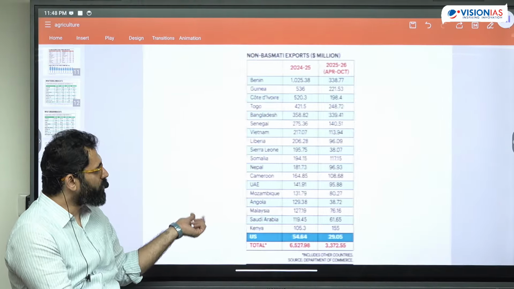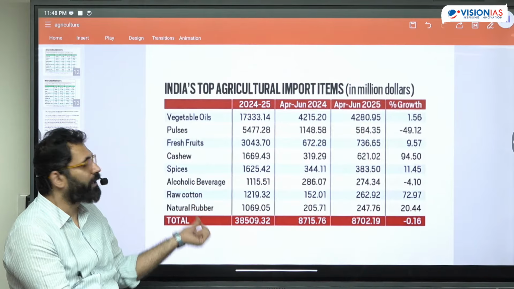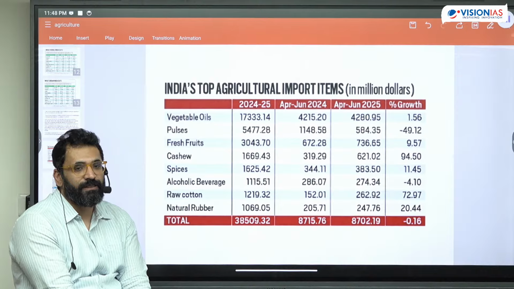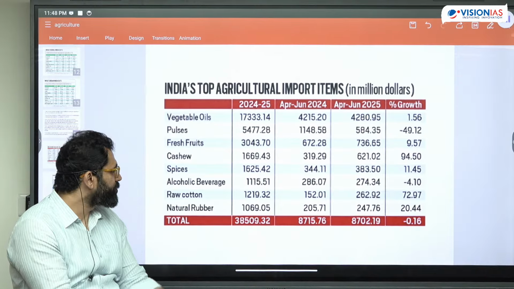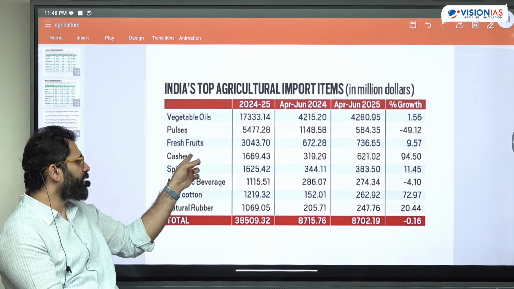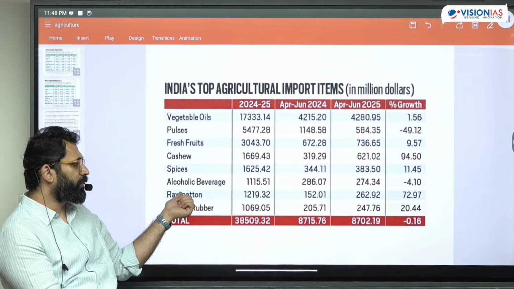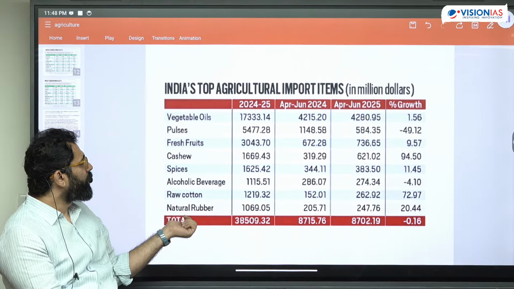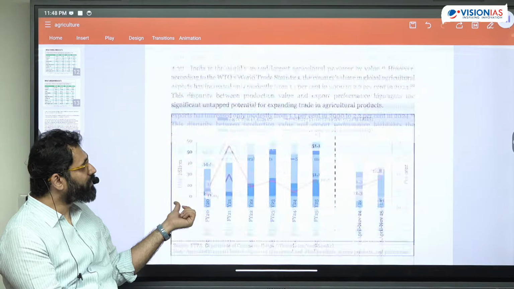This is the distribution of the production pattern. These are the items which are mostly imported. Highest is vegetable oils. Which ones? Vegetable oil, pulses, fresh fruits, cashews, spices, beverages. Raw cotton increase हो रहा है काफी because of the last 2 years problem. Yes, palm oil. This is what I am coming to next.